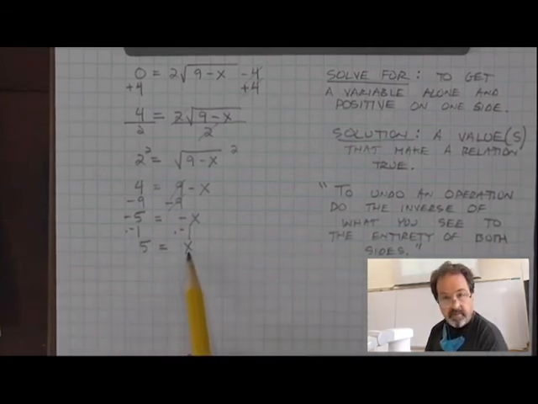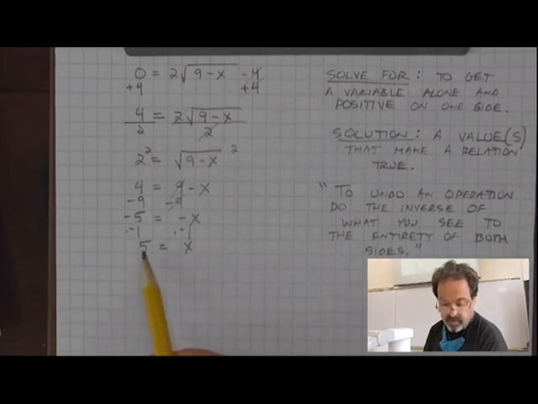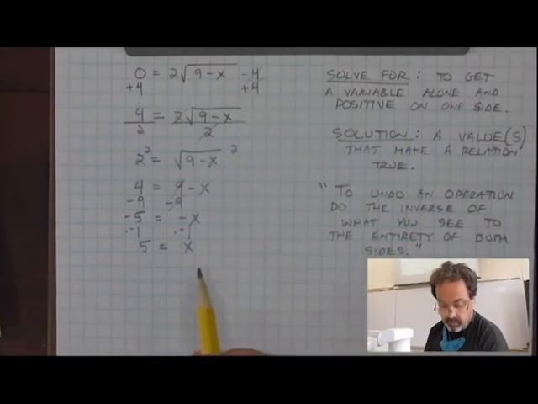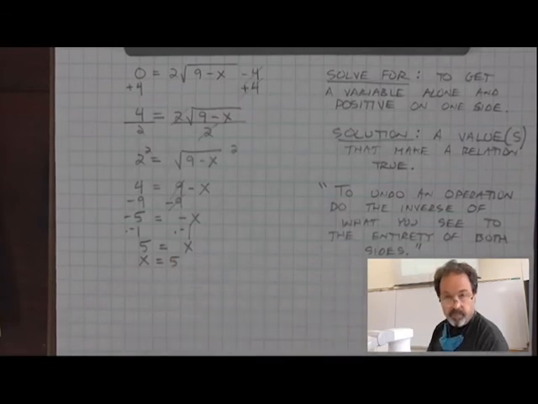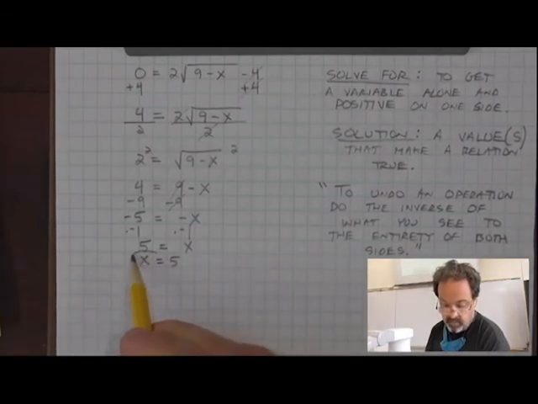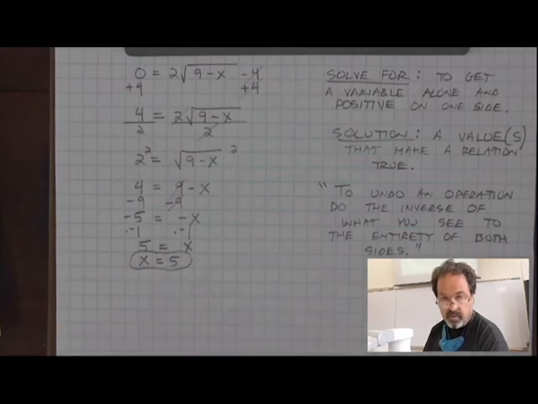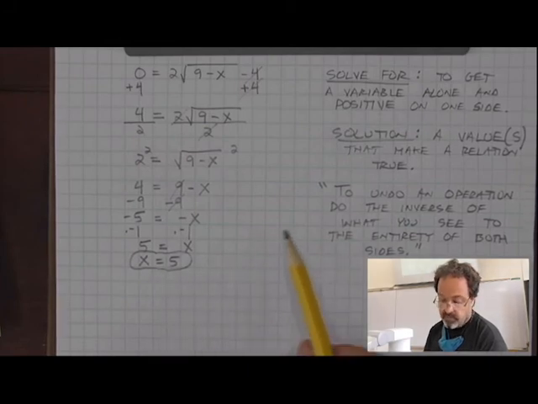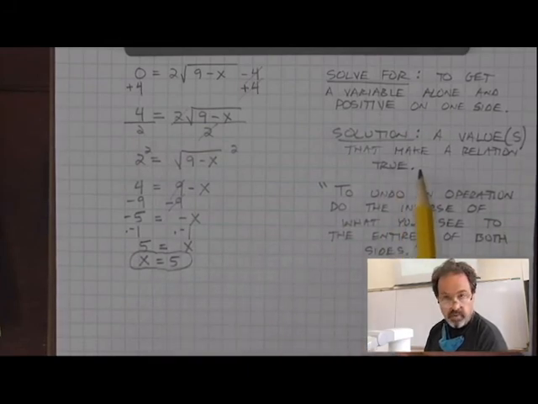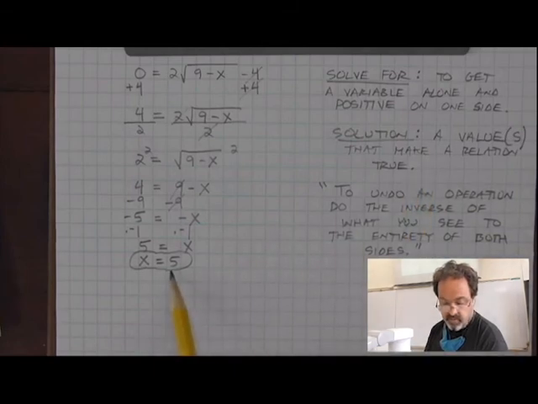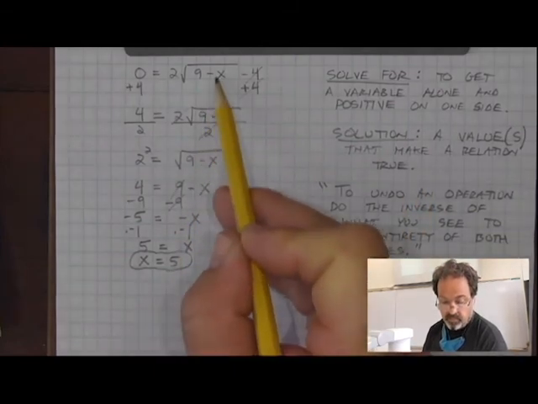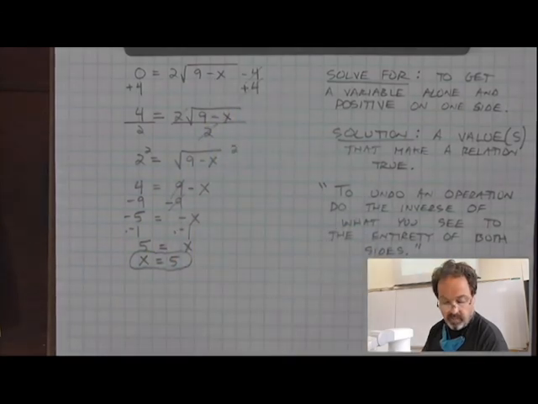We have solved for x, and the value that x is equal to is a solution to the original equation. I could put the variable on the left. Don't have to, but that is typically how we present a final answer. Now, what does it mean for this to be a solution? A solution is a value or values that make a relation true. That means that if I substitute this value 5 into the original equation, I should make that equation true.